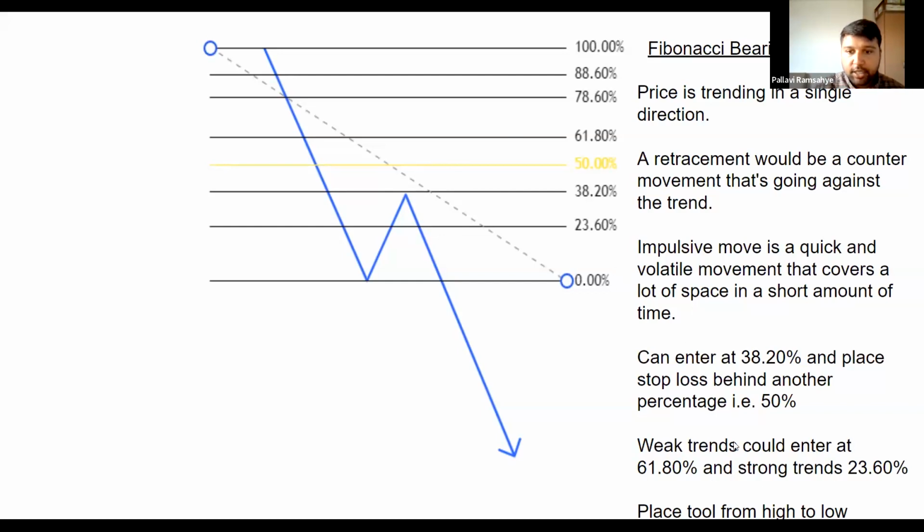Like I mentioned, if you can see here, with weak trends we could enter at 61.8%. When I mention weak trends, that's a deep retracement, so the impulsive move won't be as strong. Whereas if it's between 23.6 and 38.2, the impulsive move will be stronger. Perfect.